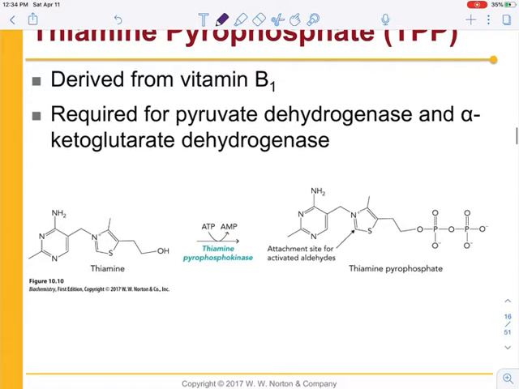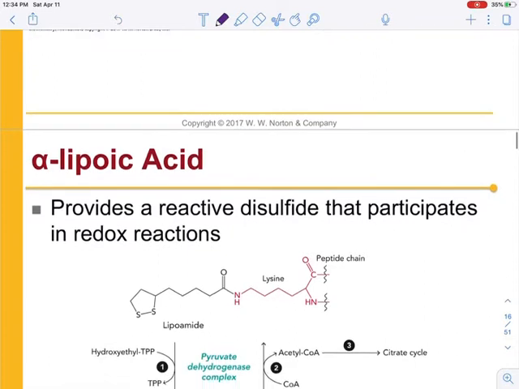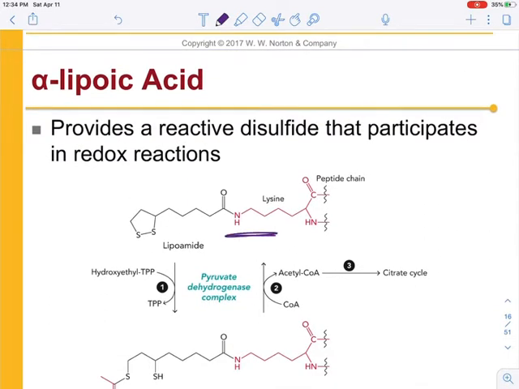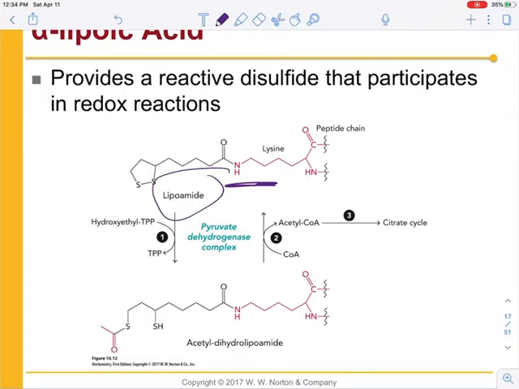TPP is another modified nucleic acid, and it has this pyrophosphate group on it, and it'll be used to move that acetyl group through the process. And then alpha lipoic acid is a lipolysine, so you have this lipoic acid group that's covalently attached to a lysine group. So this would be an example of a prosthetic group. I can't spell that, but you know what I'm talking about.